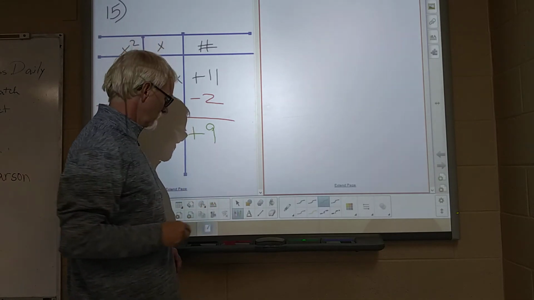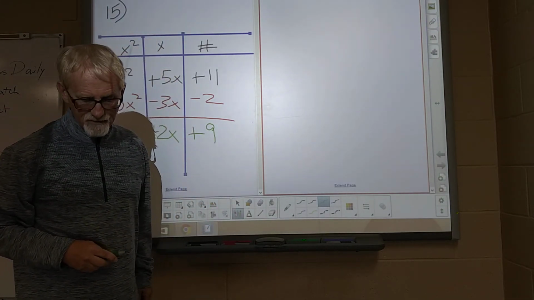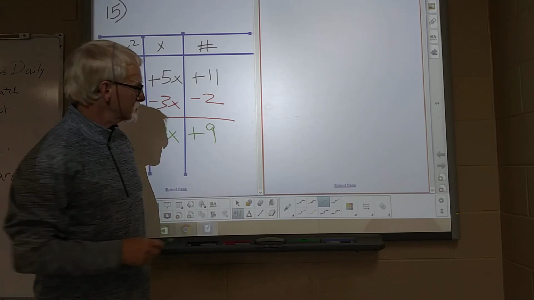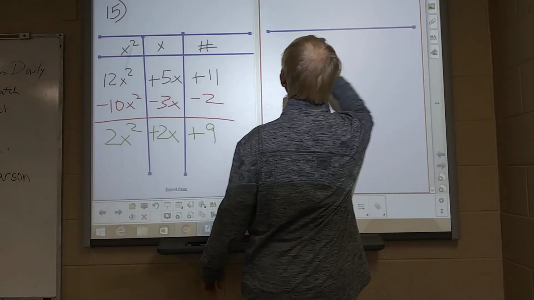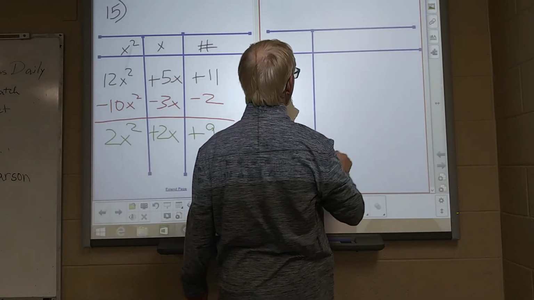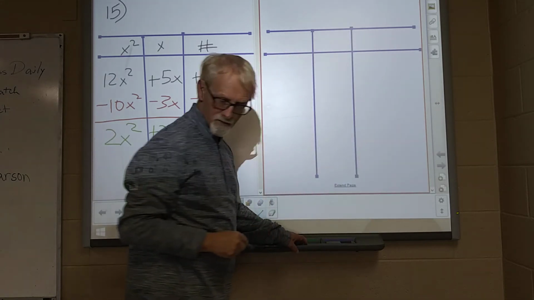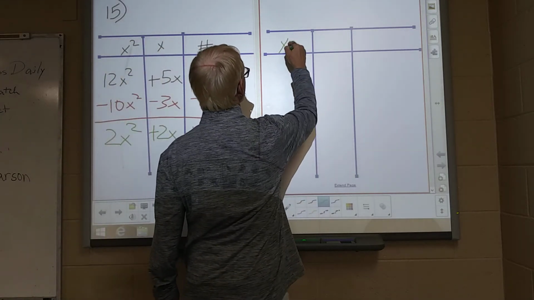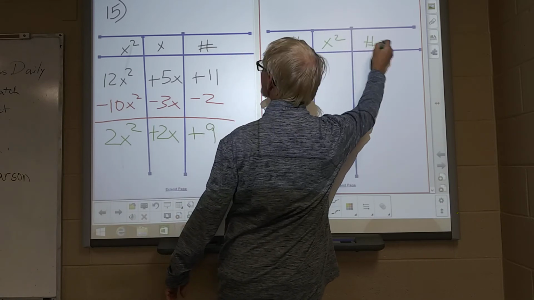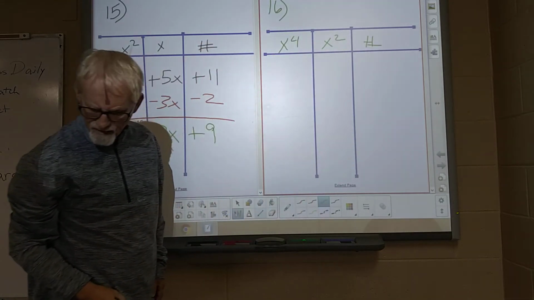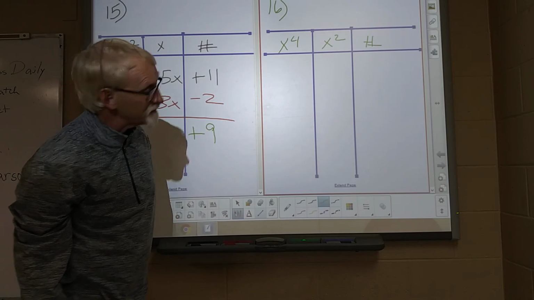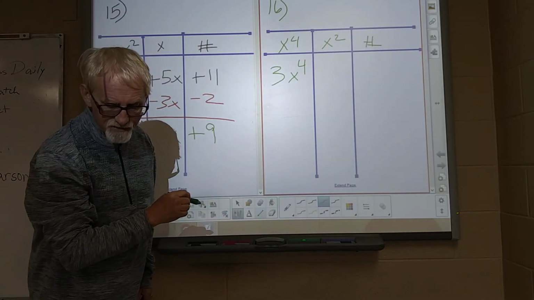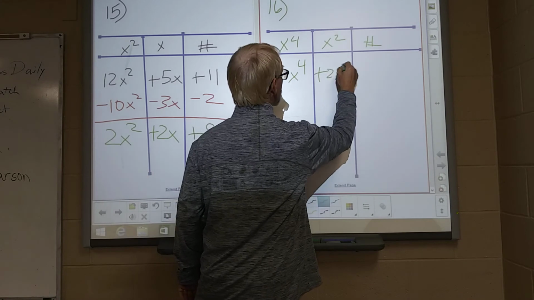Let's do one more of those just to see how the negative affects. We have x to the fourth, x squared, and numbers. Let's make our lines. This is 16. The first term is 3x to the fourth plus 2x squared.